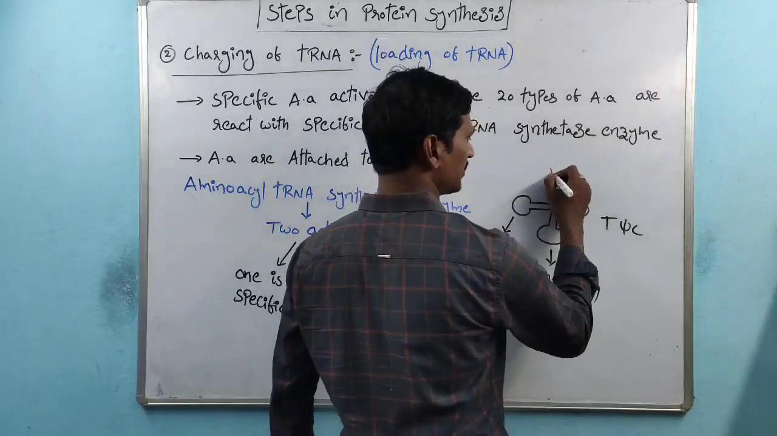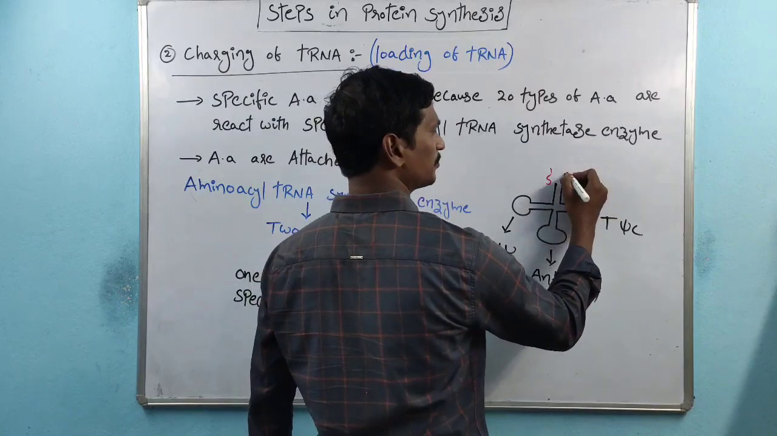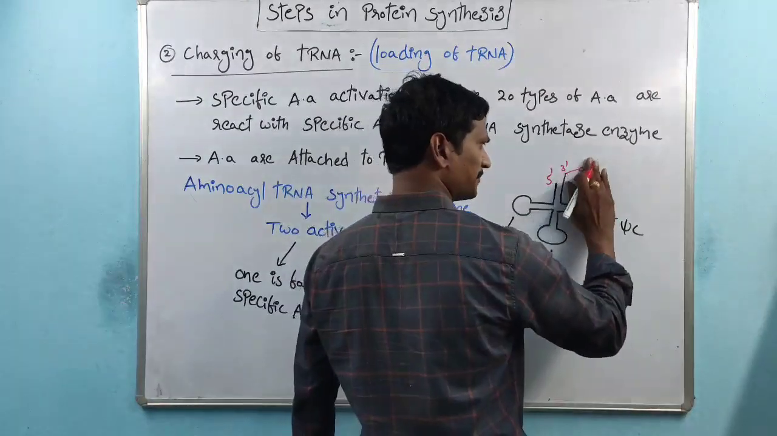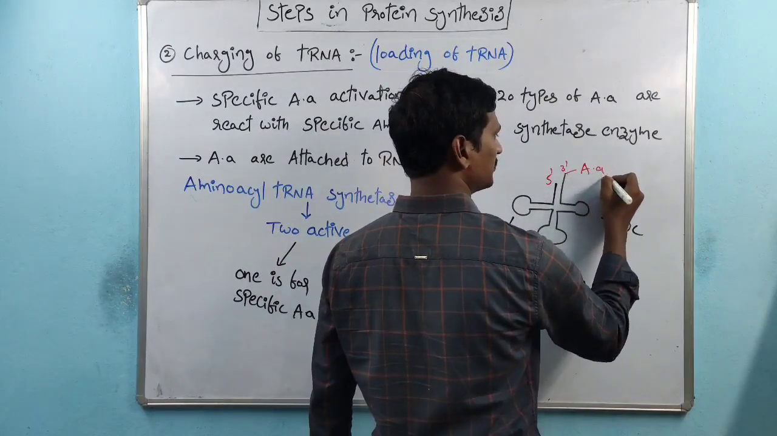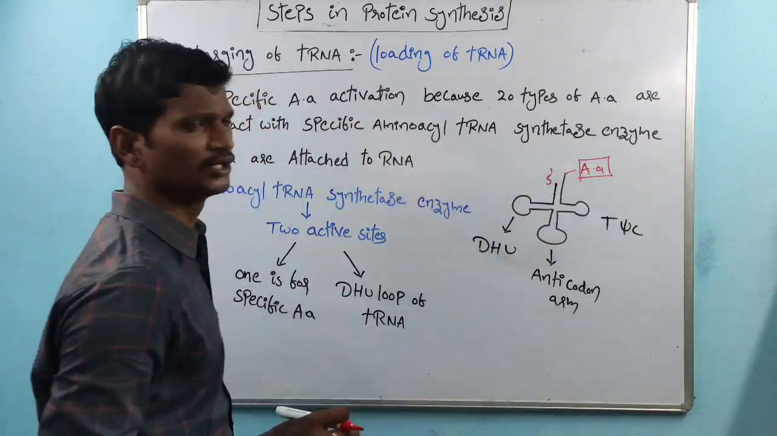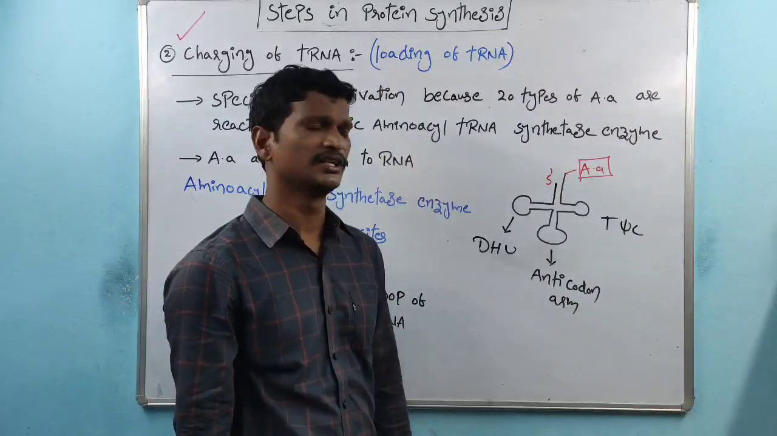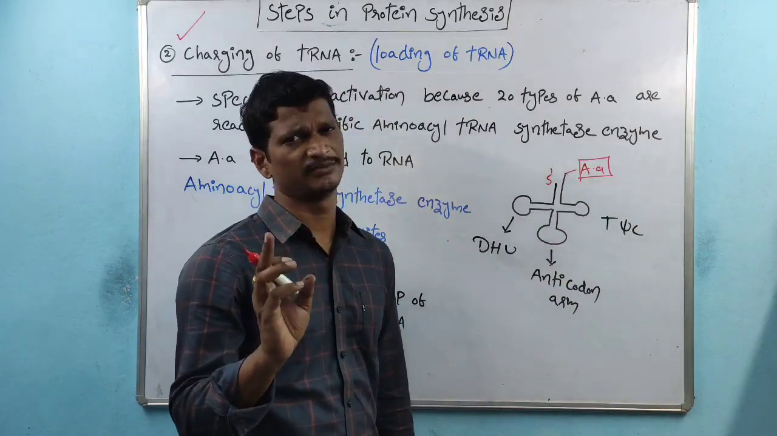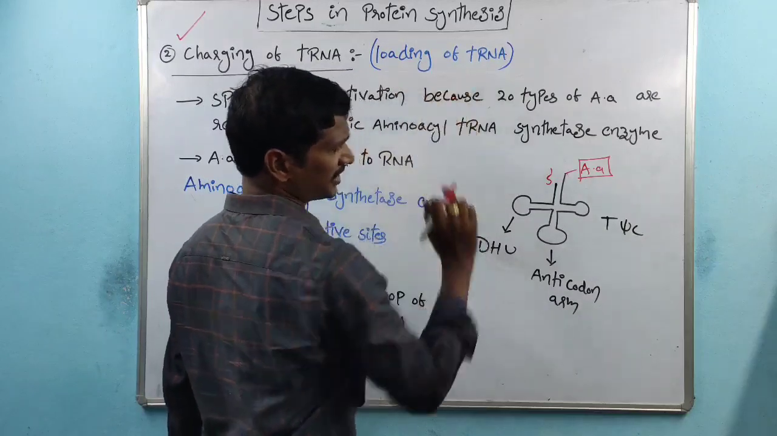This is the 5' end and this is the 3' end. The 3' hydroxyl group is available, and that hydroxyl group interacts with the amino acid. So this is the loaded tRNA. The process is called charging of tRNA or loading of tRNA, and this is called charged tRNA or loaded tRNA.